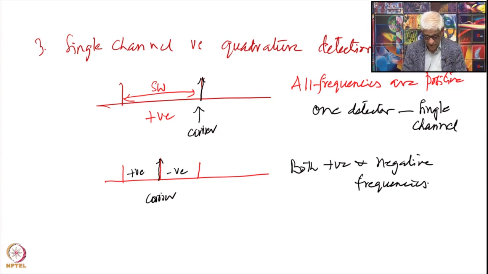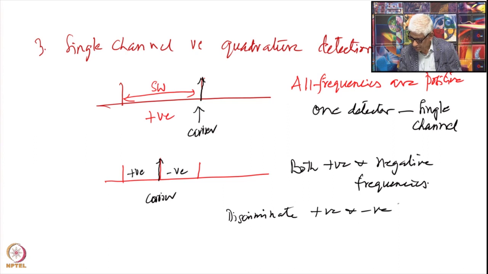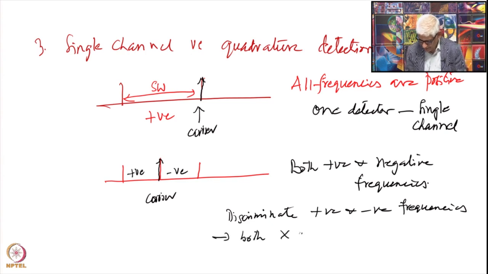Now here if I have to discriminate between positive and negative frequencies, because it is necessary to discriminate between them, right? So how do we do that? If you have to do this, I will have to discriminate positive and negative frequencies. I need to collect both X and Y components.